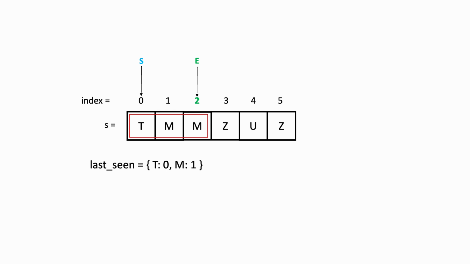The current element M which e is pointing to is present in last seen, and the index of the character M is 1, which is in the sliding window between the s and e pointers. This means that the current character is repeated. This is exactly what we talked about, checking if the current character is present in the previous substring using the hashmap. So now we'll have to move the start pointer of our sliding window. We move the start pointer to the index of the repetitive character plus 1.